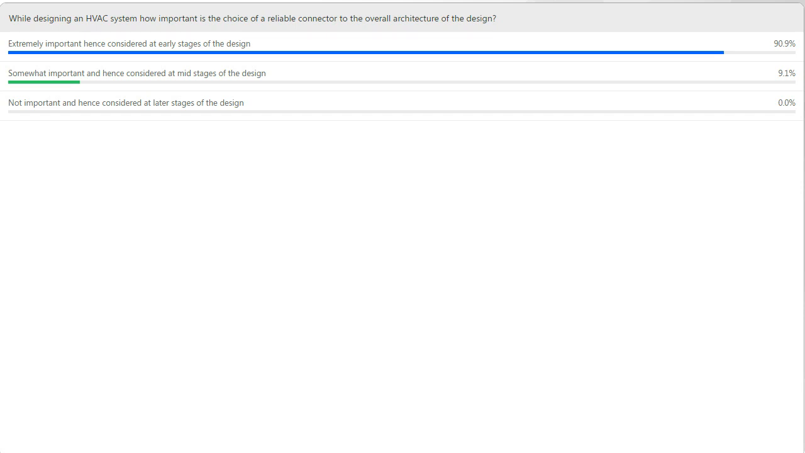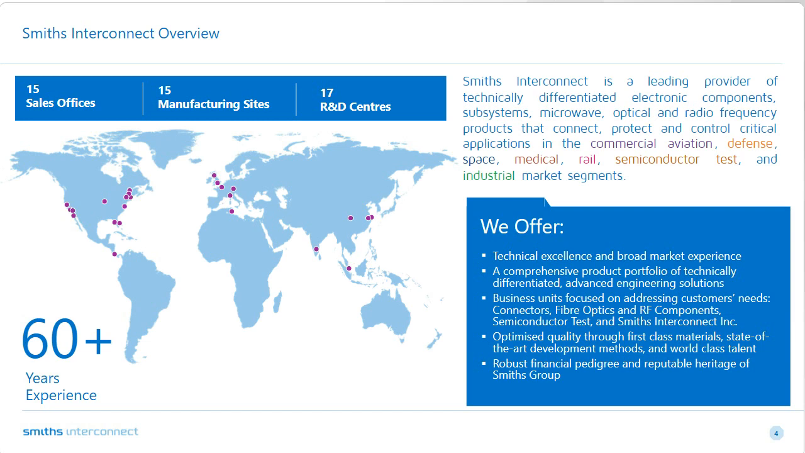So with that, let's move on to the rest of the discussions about the webinar. But before I start, perhaps particularly for those who may not know Smiths Interconnect that well, this is just an introduction slide. Smiths Interconnect is a leading provider of technically differentiated electronic components. Now, what do we mean by technically differentiated? Over the next many slides, I will hopefully delve quite a lot into how we design products to make a difference to our users' applications.